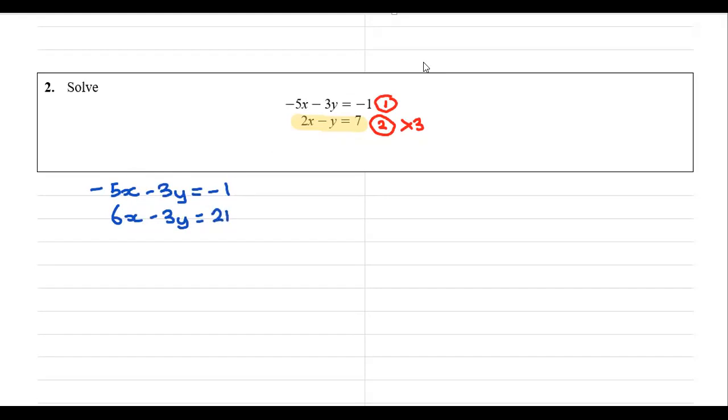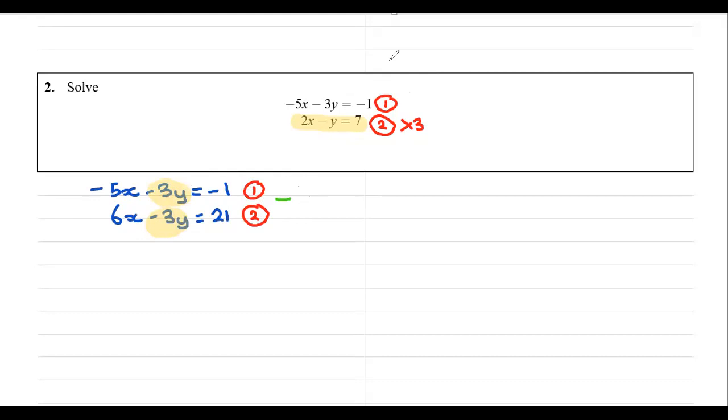I'm just going to relabel those as my new equation 1, even though it's just the same, and my new equation 2, where I've multiplied everything by 3. What was the purpose of that? Well, we can see now we've got the same amount of y in both equations. So a good approach now, I think, would be to subtract one from the other. It doesn't really matter which way you do it. So maybe 1 subtract 2.